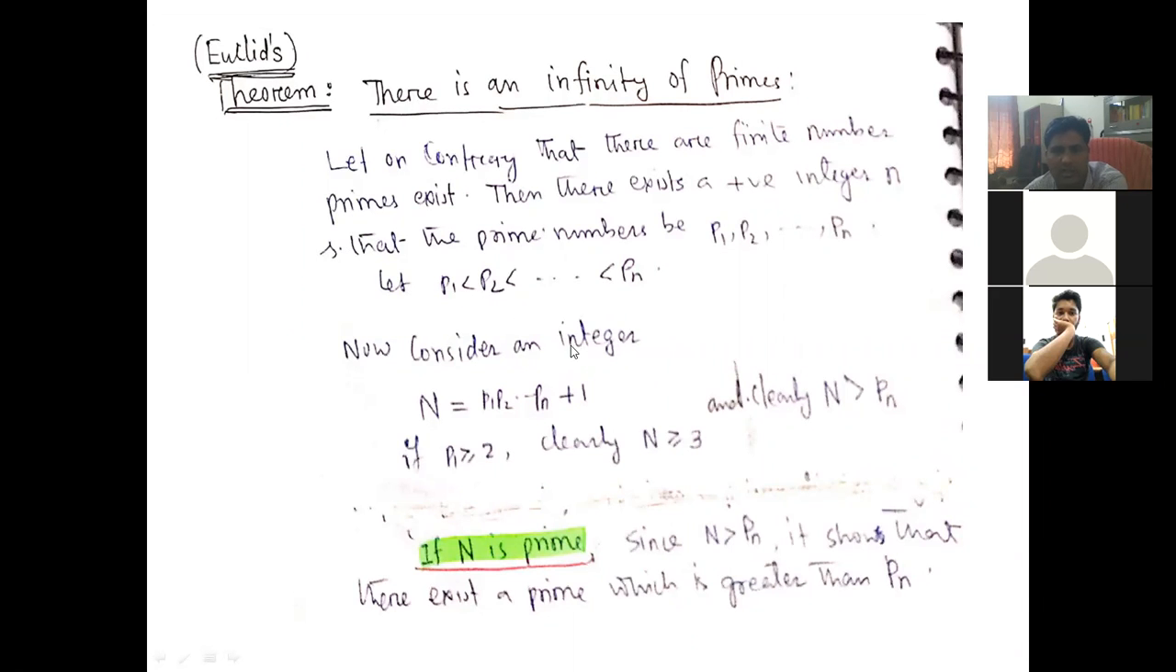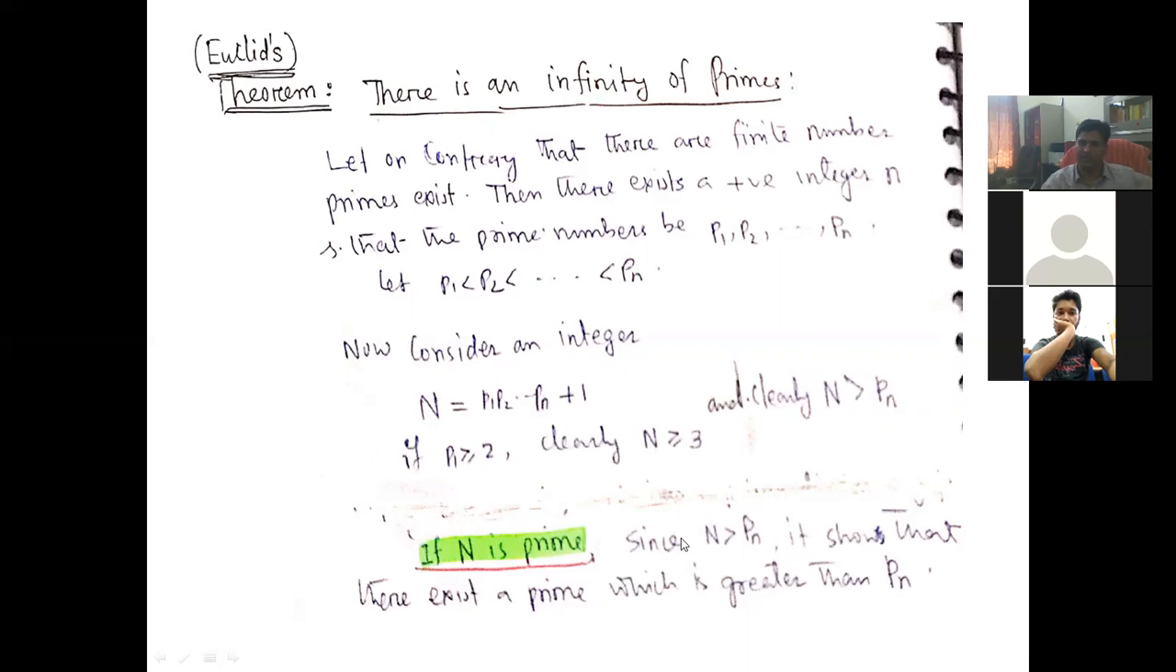So now consider an integer N equal to p1, p2 up to pn plus 1. If p1 greater than or equal to 2, clearly N greater than or equal to 3. Clearly N greater than pn, because this is the product p1, p2, pn and plus 1. So N strictly greater than pn.